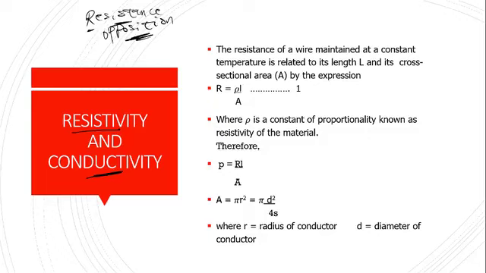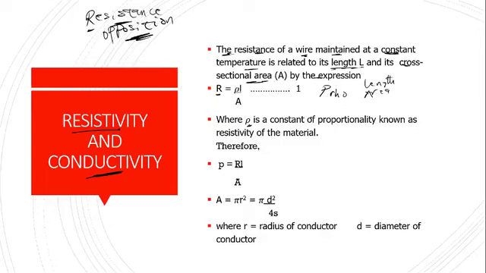Resistivity simply refers to the cross-sectional unit resistance per area of a conductor. You see from the slide here that the resistance of a wire maintained at a constant temperature is related to its length and its cross-sectional area by the expression R equals rho times L over A, where rho is the Greek letter rho, not B, L is the length and A is the cross-sectional area.